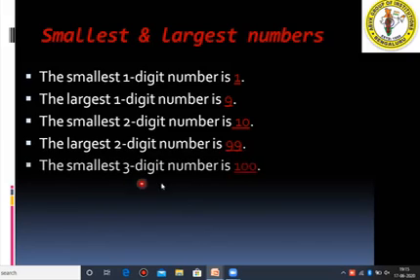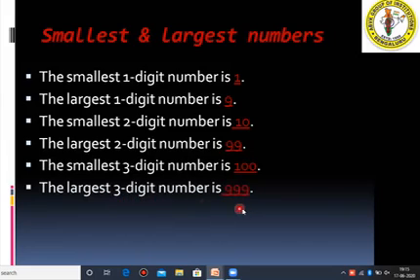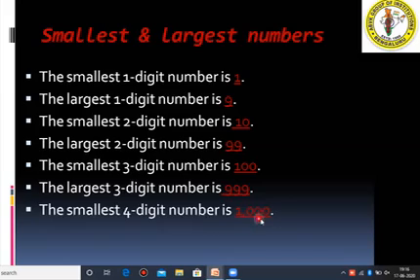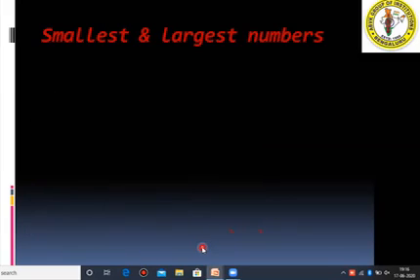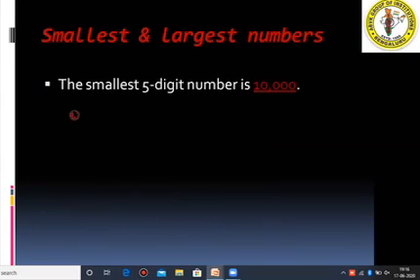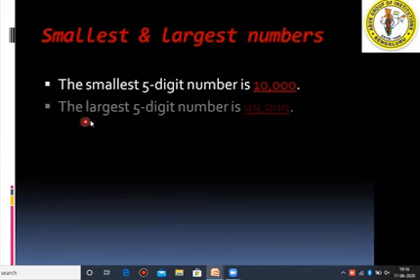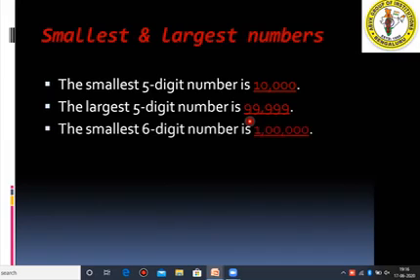Next, the smallest 3-digit number is 100, and the largest 3-digit number is 999. Next, the smallest 4-digit number is 1000. The largest 4-digit number is 9999. Same way, the smallest 5-digit number is 10,000. The largest 5-digit number is 99,999.